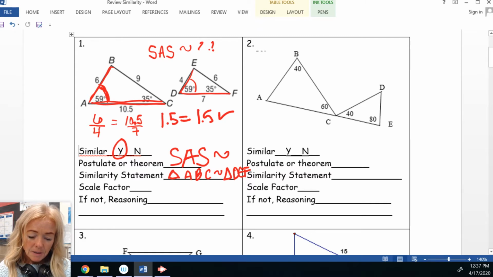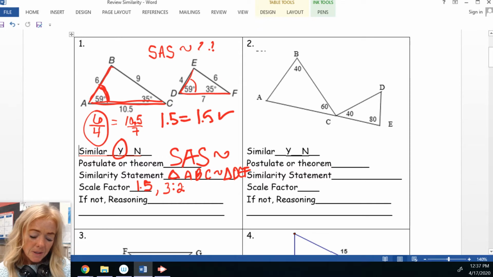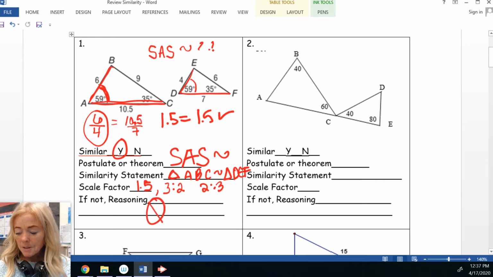The scale factor is, you can either write it as 1.5, that is fine, or you could take your 6 to 4, and then you can write it as 3 to 2. Okay. Also on these, it's fine, it doesn't say specifically which way to go, so you could say 2 to 3, that's fine, or 0.67. Those are all fine answers. And then we don't have to answer that part because they indeed were similar.